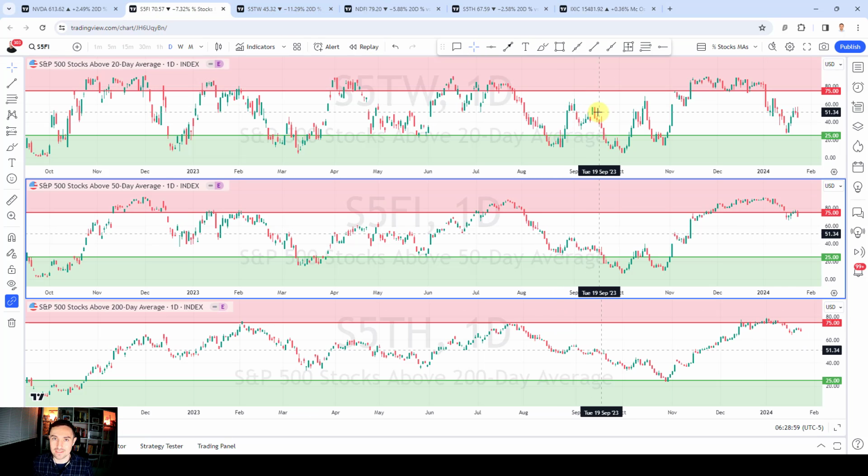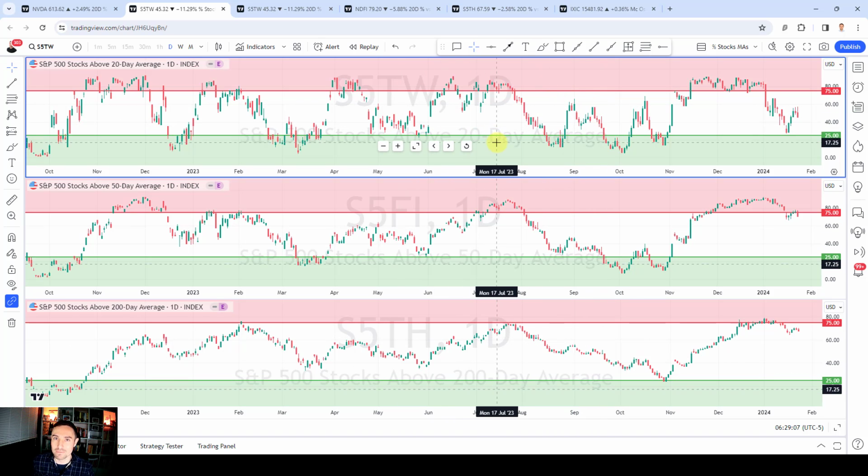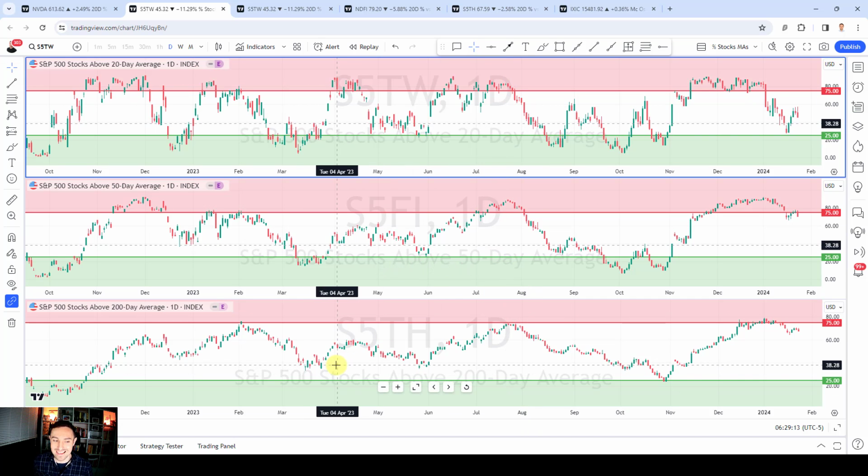So I do this analysis for the NASDAQ 100, I do it for the S&P 500 and the NASDAQ comp as well. So we have here the S&P 500 stocks above the 20-day moving average. In the middle we have S&P 500 stocks above the 50-day moving average, and down here on the bottom we have the S&P 500 stocks above the 200-day moving average.